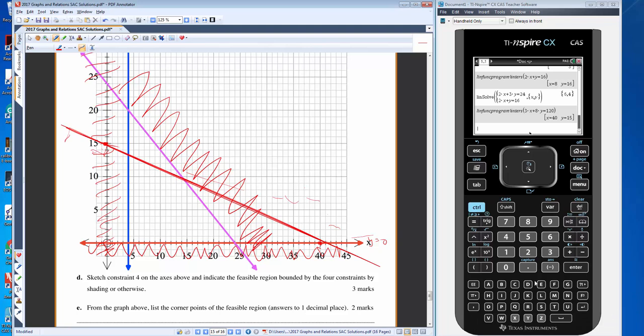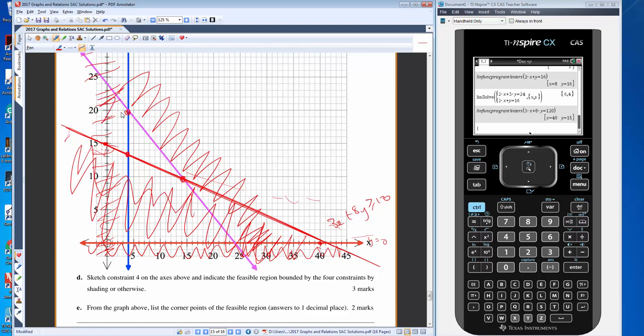Okay, so there's my line, and this is the line 3x plus 8y, was it greater than 120. Alright, so because it was greater than 120, let's test the point 0. 0 is not greater than or equal to 120, which means this side is getting knocked out, which means these are our corner points right here. Let's make it really clear.